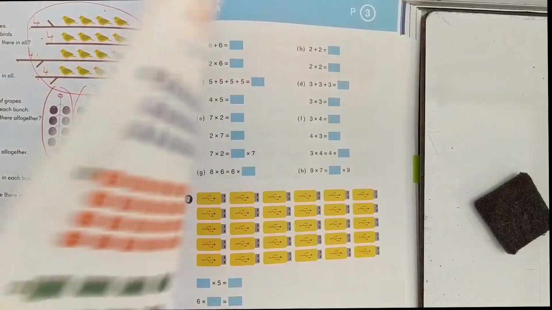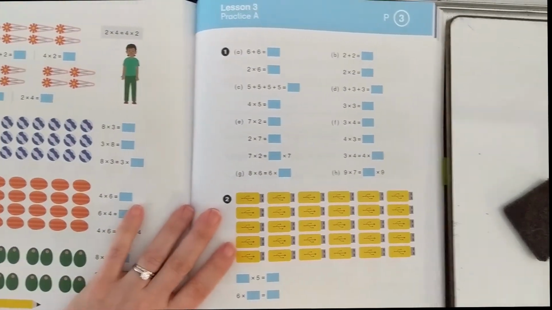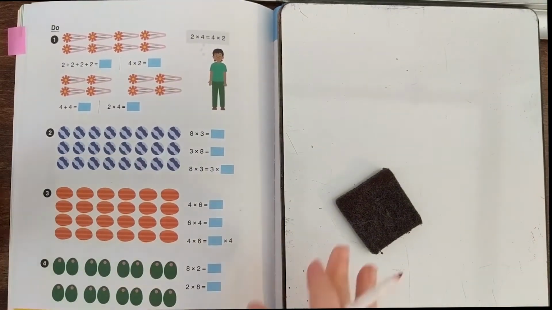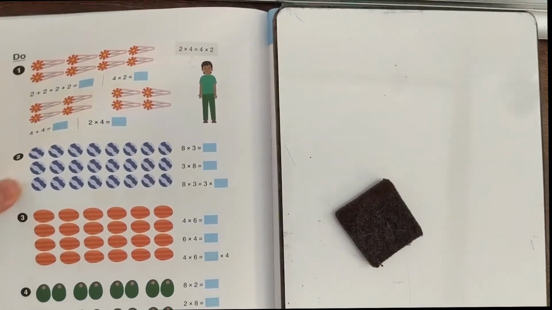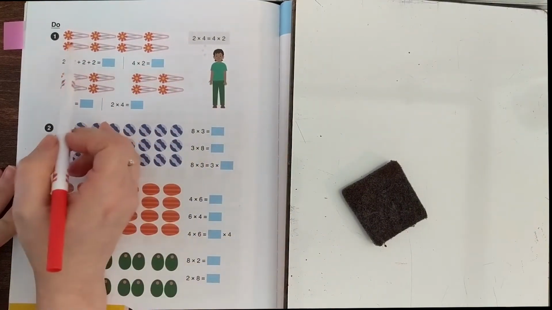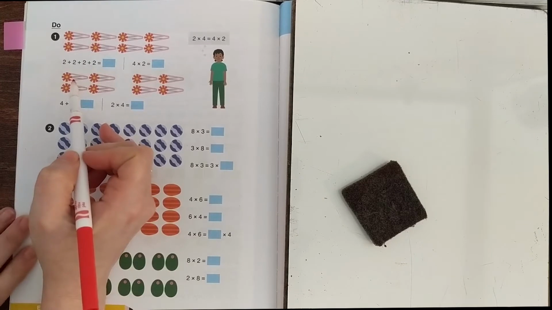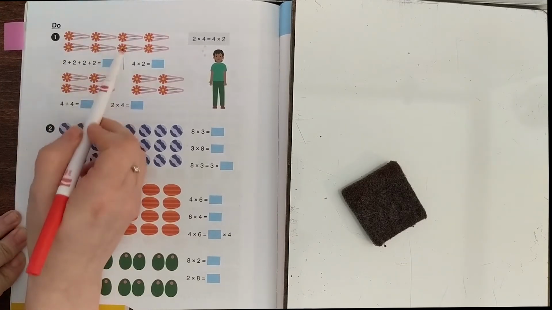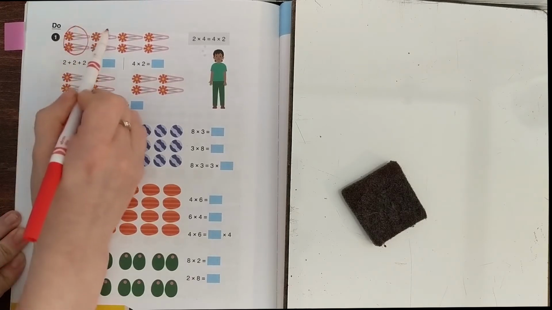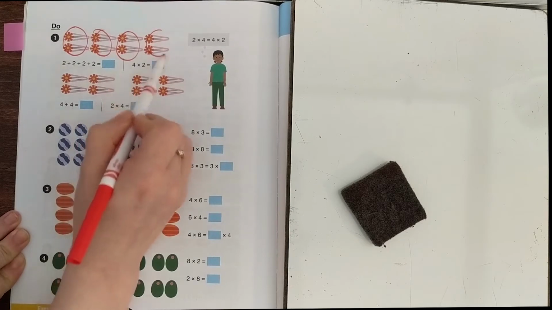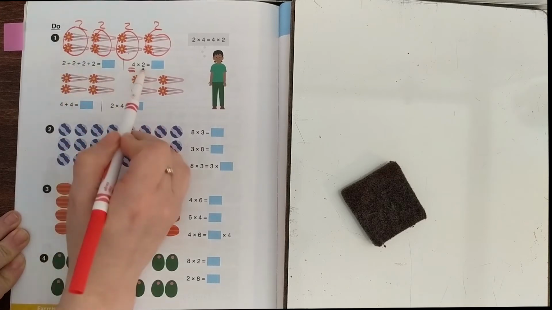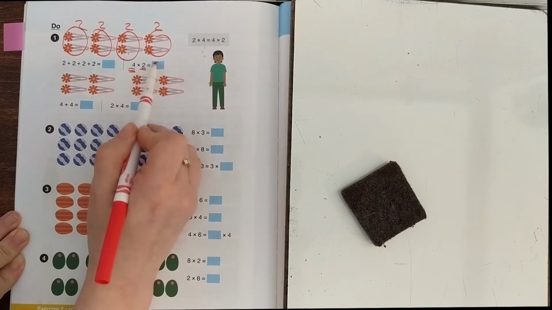Okay, let's look at the next page. We just have one more page, so it's a nice, short, quick lesson for us. Okay, now it says do. Here I see some hair clips. It says 2 plus 2 plus 2 plus 2. So I'm noticing 1 group, 2 groups, 3 groups, 4 groups, and in each group there is a 2. 4 groups of 2 is 8.